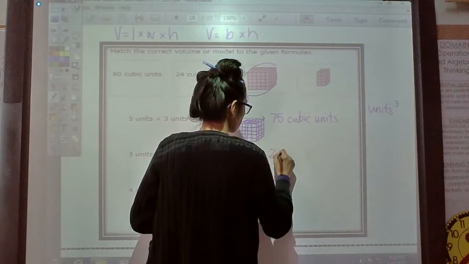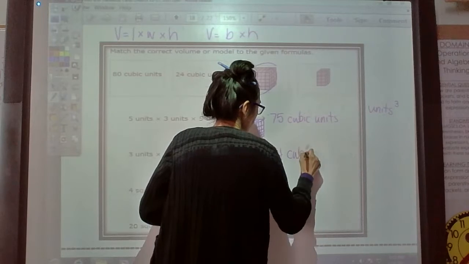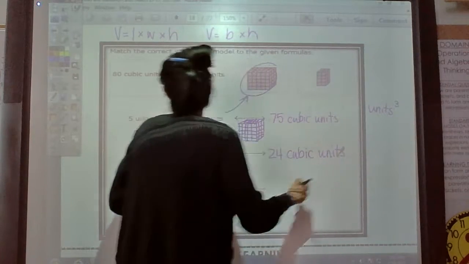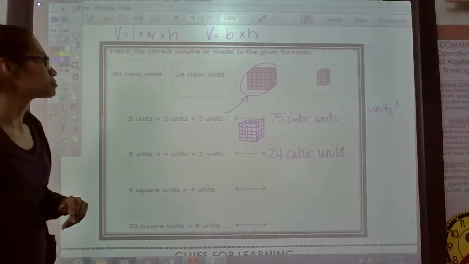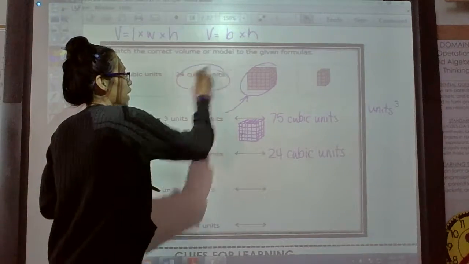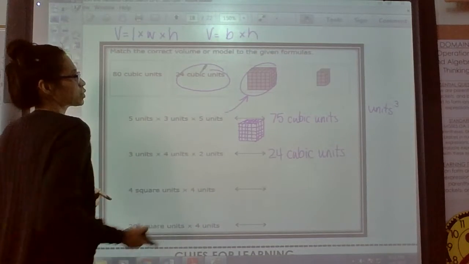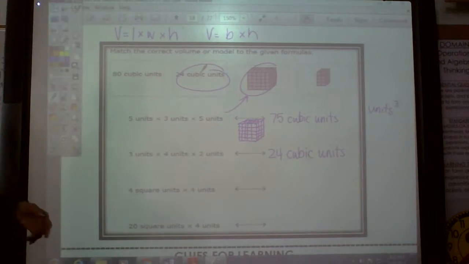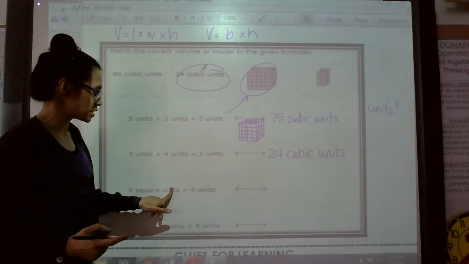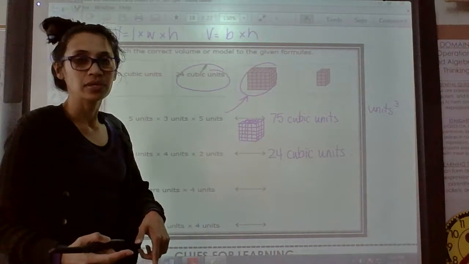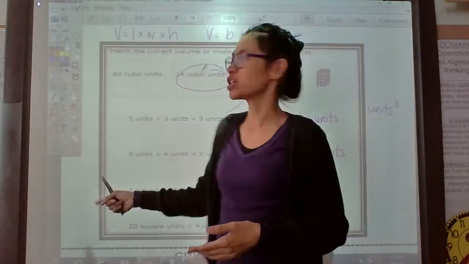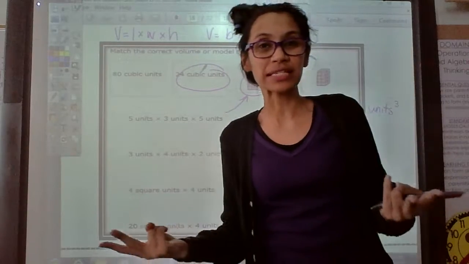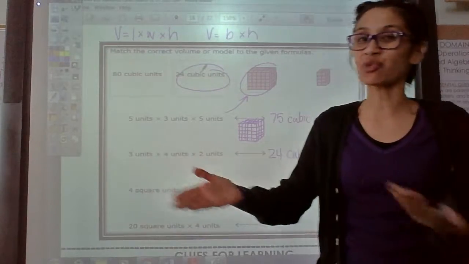So let's write 24 cubic units. Do you see that? Where is that? Oh, bam, right there. So we have that one for this second one right here. Okay? Moving on to the next one, we have 4 square units times 4 units. Now, what do you notice is different about this one than the other 2? I'm only multiplying 2 things, which means it's not a length, width, and height.